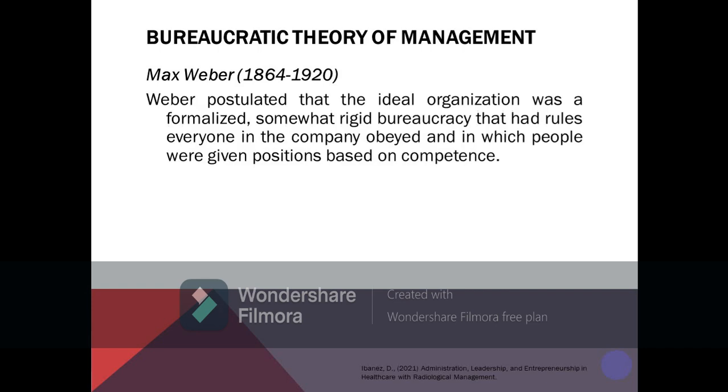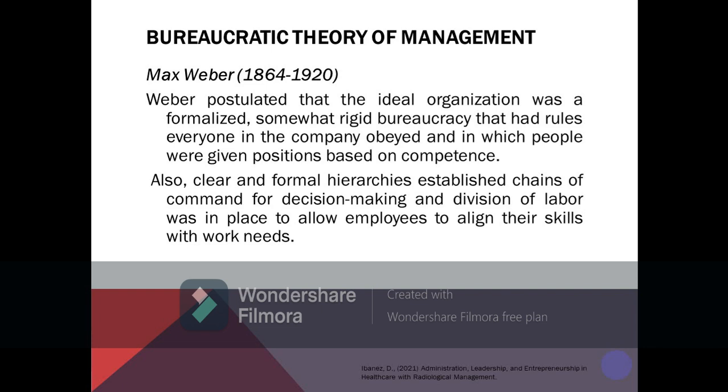Weber postulated that the ideal organization was a formalized, somewhat rigid bureaucracy that had rules everyone in the company obeyed, and in which people were given positions based on competence. Also, clear and formal hierarchies established chains of command for decision-making, and division of labor was in place to allow employees to align their skills with work needs.